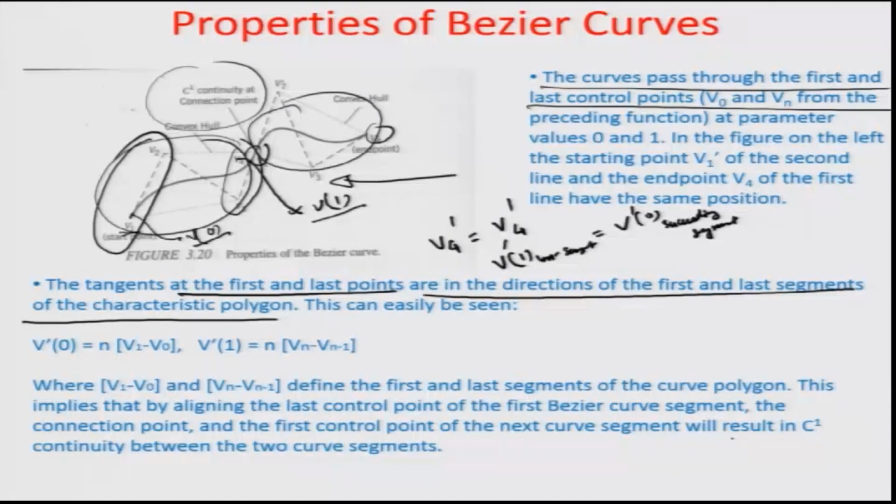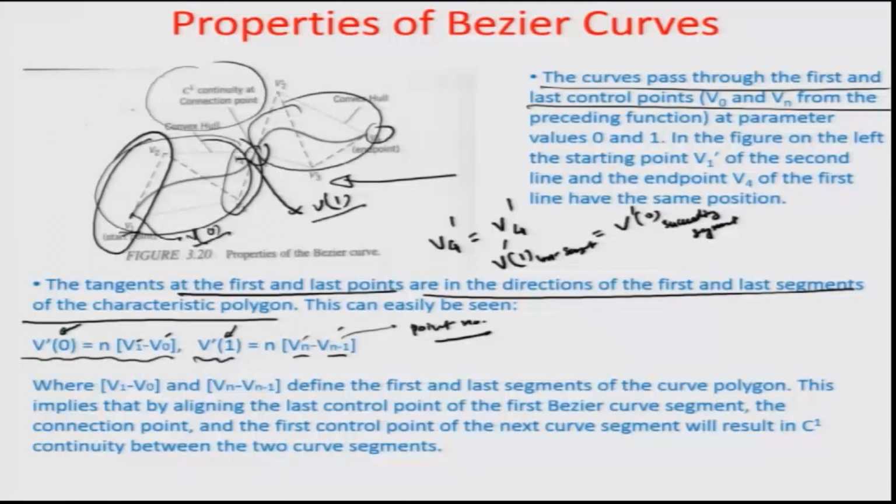And we can represent this better in terms of V'(0) is n(V1 minus V0), and V'(1) is n(Vn minus V(n minus 1)), where these 1s and 0s and these n and n minus 1s describe the point number, not the t values. The t values are in brackets here, that is being considered.